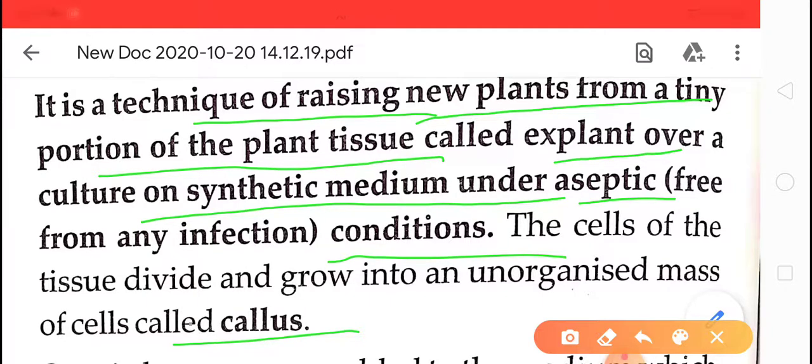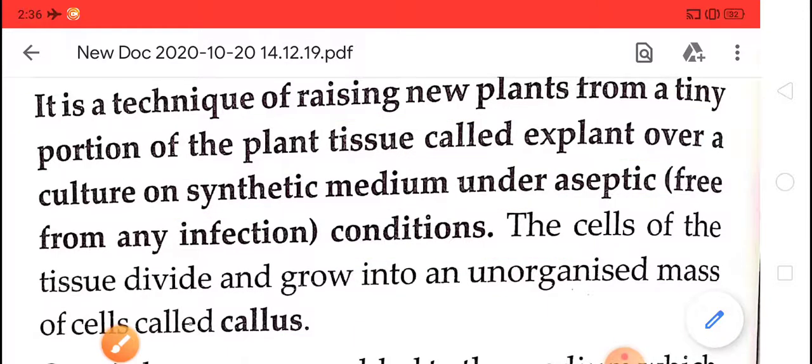This method is in vitro. In vitro means inside the laboratory. Inside the laboratory we have a test tube. In the test tube we provide the hormones, medium and sufficient nutrients, then a small portion of plant tissue. After a certain time, we can observe that the small portion of plant tissue converts into the callus, then into the small plant. This technique is known as tissue culture.